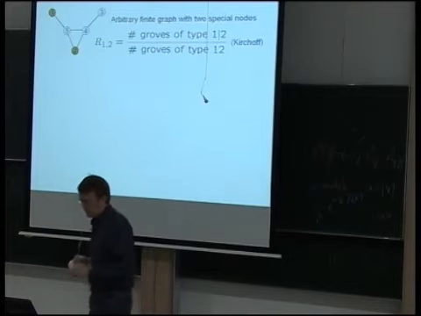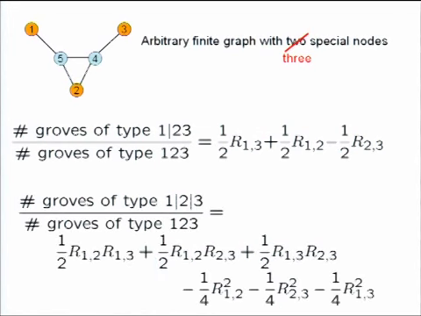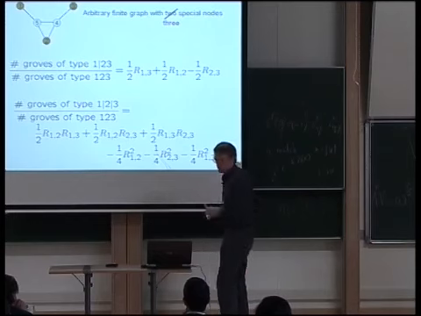Okay, so Kirchhoff's formula gives a formula for the number of groves of type where 1 and 2 are separate, divided by the number of groves of type where 1 and 2 are together. And we're looking at what happens when there are more nodes. In this case, the number of groves of type where 1 is separate and 2 and 3 are together, normalized in this way, is this linear combination of the pairwise resistances. And this actually works for any graph. And this formula also holds.